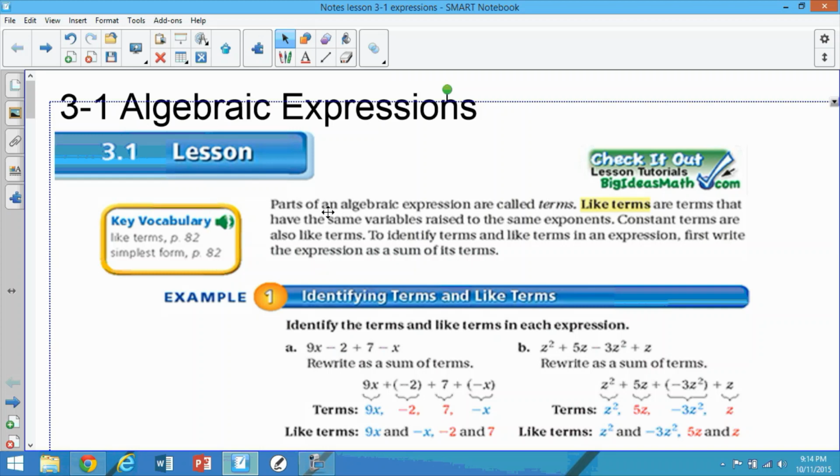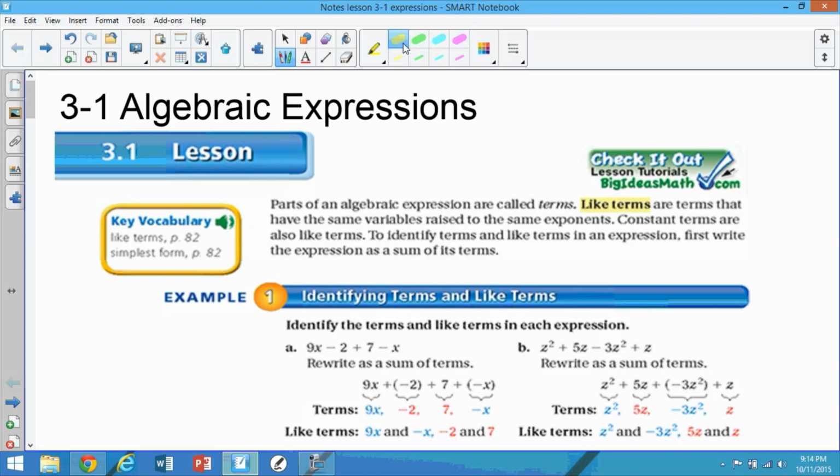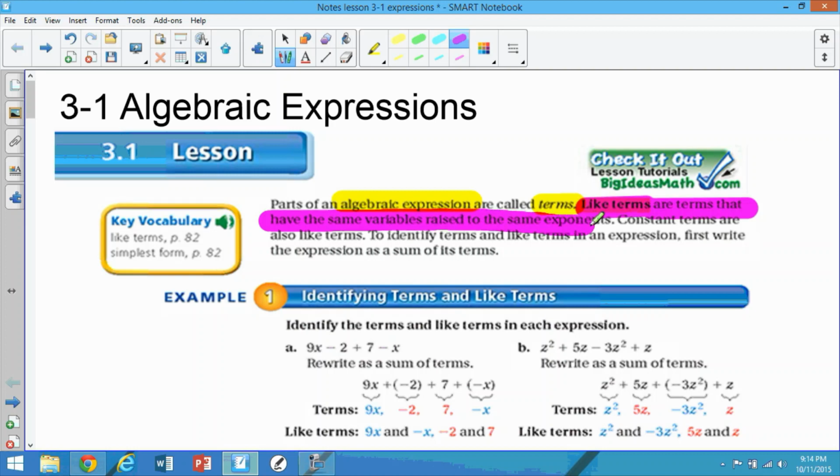So this is lesson 3.1, and in lesson 3.1 we're going to talk about the parts of an algebraic expression. Okay, and this is nothing new. This shouldn't be new to you. The parts of an algebraic expression are called terms. Okay, now a like term, and we've already talked about this year, a like term is terms that have the same variable raised to the same exponent.